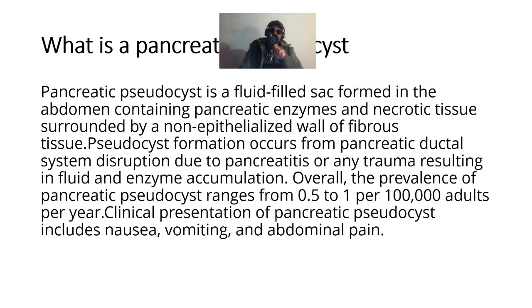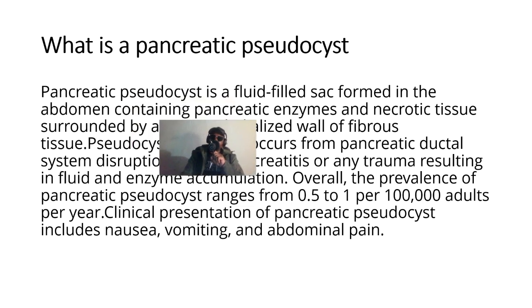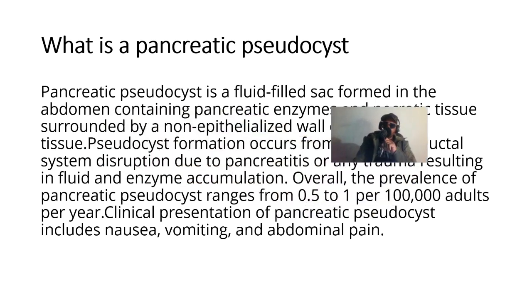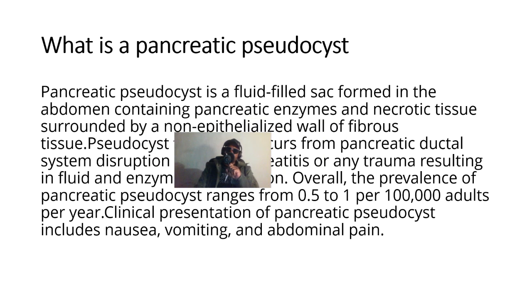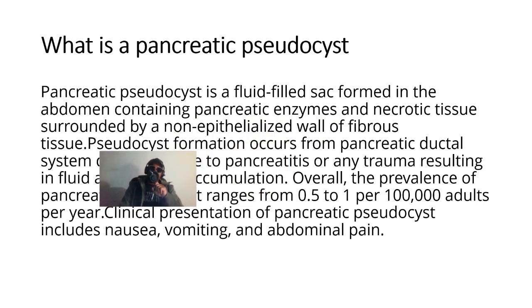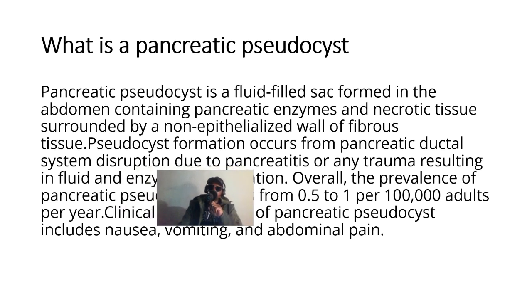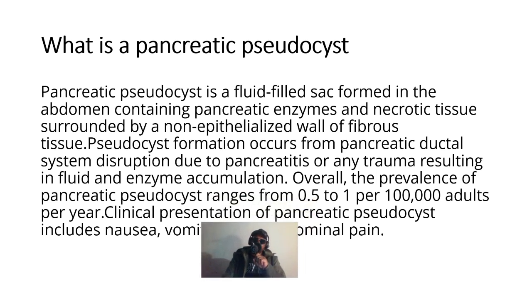Here I am briefly describing what a pancreatic pseudocyst is and what gives rise to it. A pancreatic pseudocyst is a fluid-filled sac formed in the abdomen containing pancreatic enzymes and necrotic tissue, surrounded by non-epithelialized walls of fibrous tissue. Pseudocyst formation occurs from pancreatic ductal system disruption. It can occur due to pancreatitis, or as a sequel to trauma, resulting in fluid and enzyme accumulation. Overall, the prevalence of pancreatic pseudocyst ranges from 0.5 to 1 per 100,000 adults per year. So you can see it's not a common diagnosis.